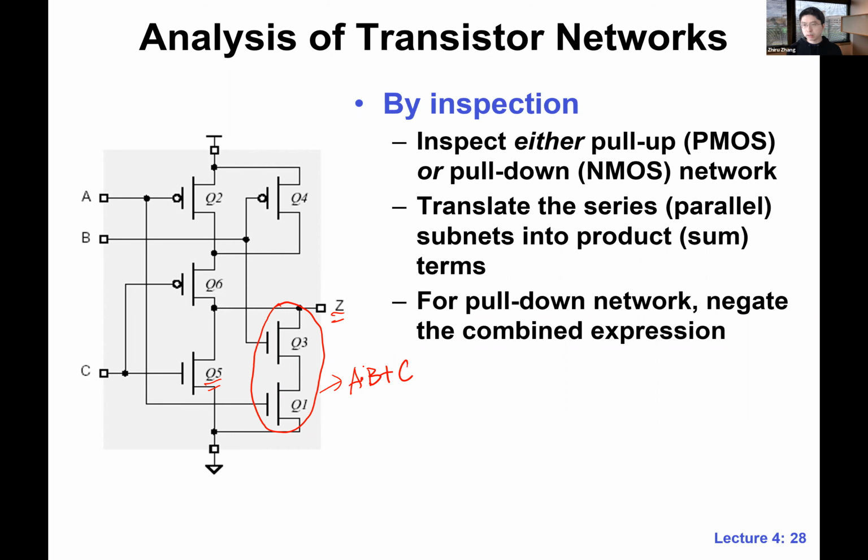So you guys are getting this, right? Are we done? Is this the boolean expression? Yes or no? No. Okay. All right. What's missing? Very good. We have to negate it. This is an NMOS network. We are pulling down. Okay, we need to negate it. That's it. All right.